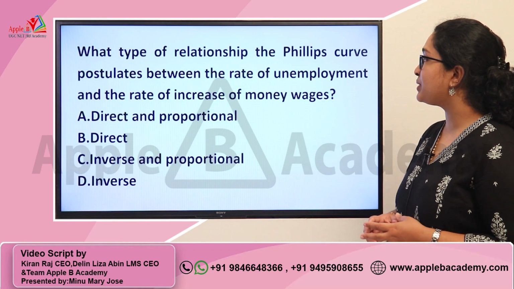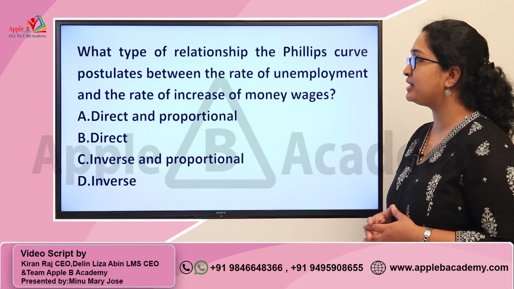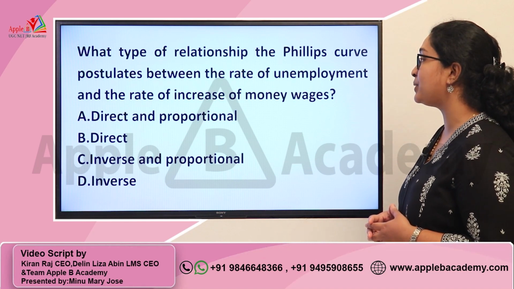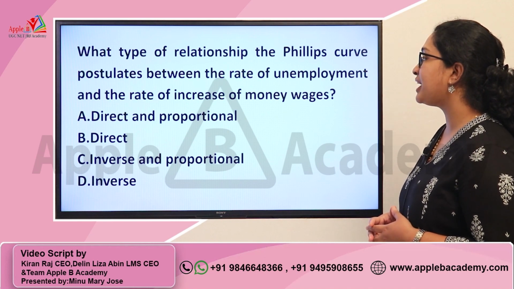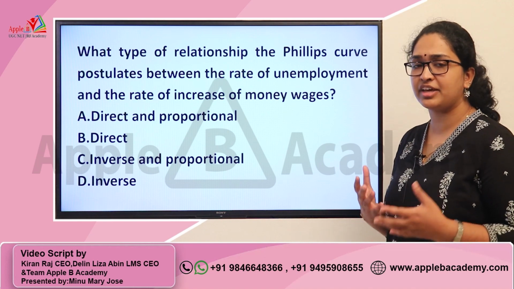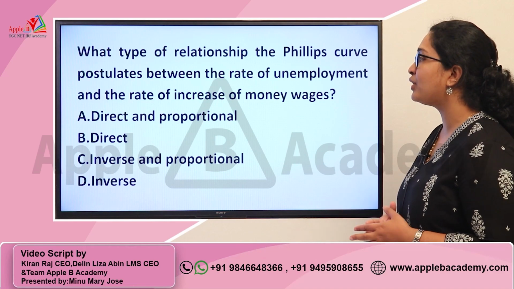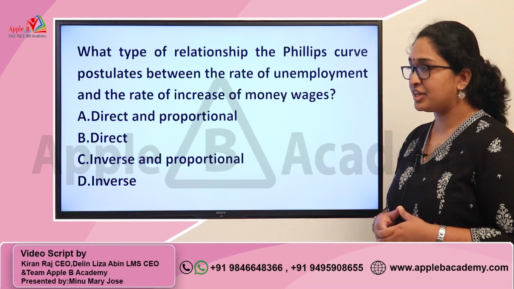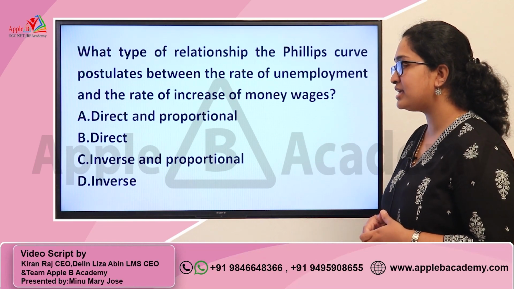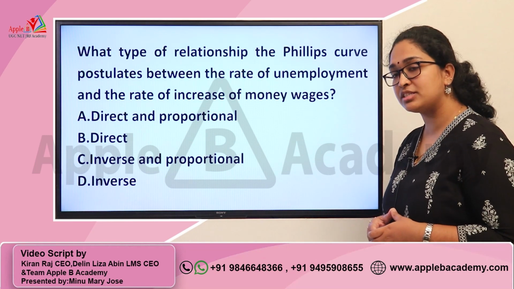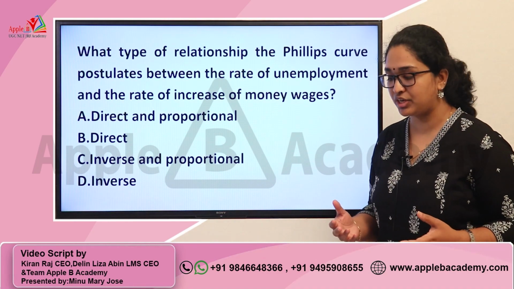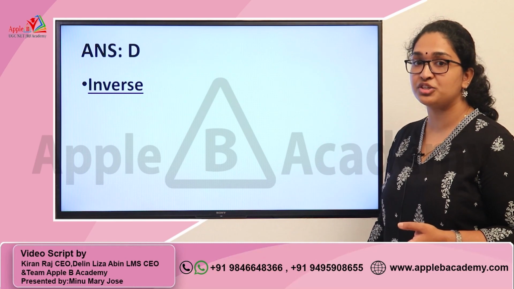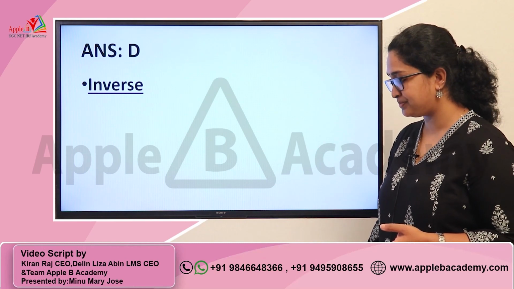Now we have the next question about the Phillips curve from macroeconomics. What type of relationship does the Phillips curve postulate between the rate of unemployment and the rate of increase in money wages? Again, a very direct question. Option A is direct and proportional, option B is direct, option C is inverse and proportional, and option D is inverse relationship. It's a very simple question. The answer is option D, inverse relationship.